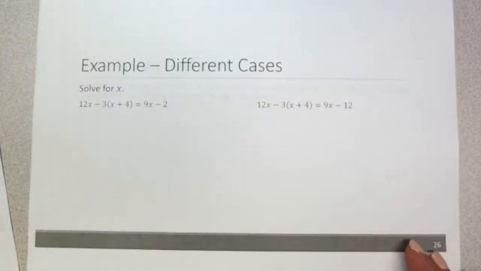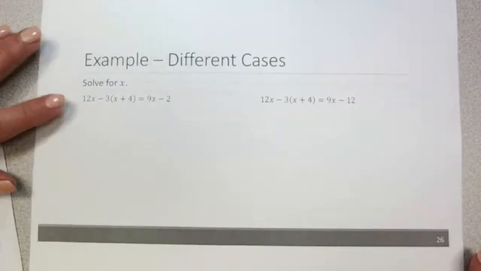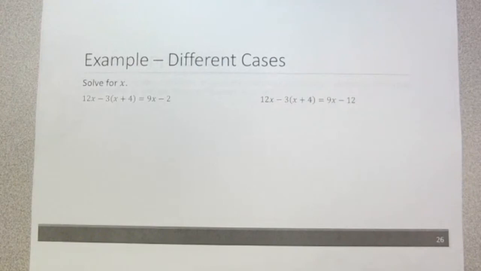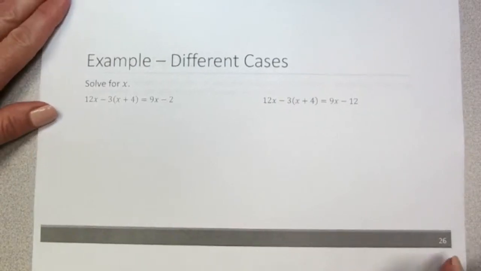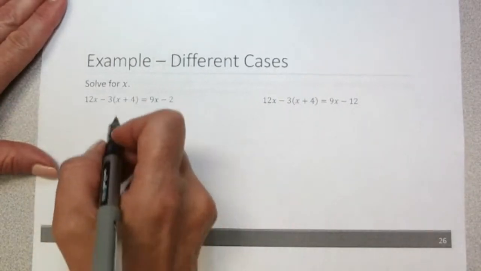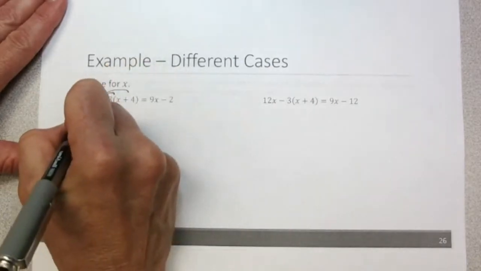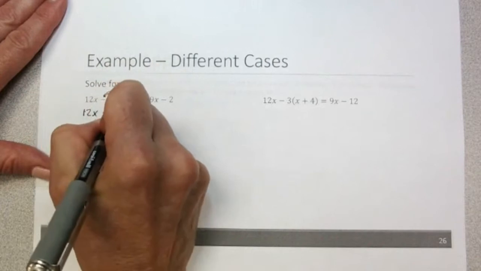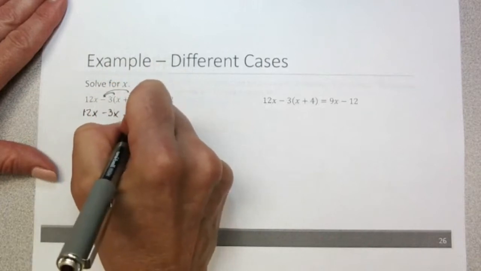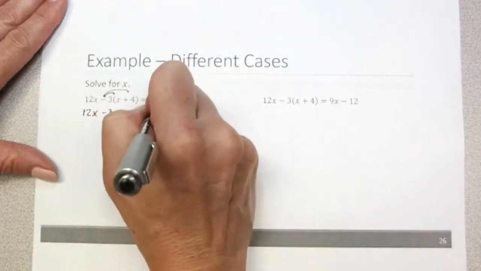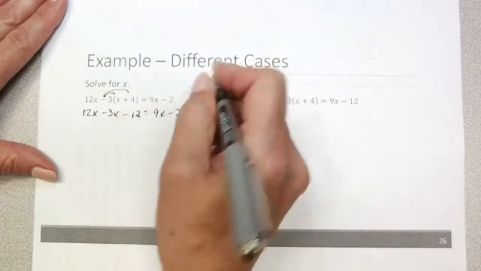So let's look at a couple more examples. In this example here, let's see what type of equation this one ends up being when we solve it. All right, so we'll go ahead and solve it. I'm going to need to simplify first. Let me distribute that -3. So we'll have 12x minus 3x minus 12 is equal to 9x minus 2.